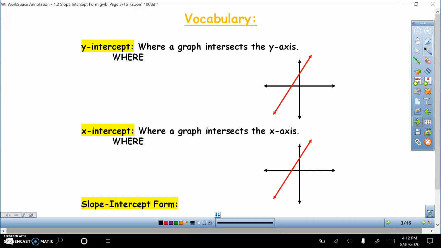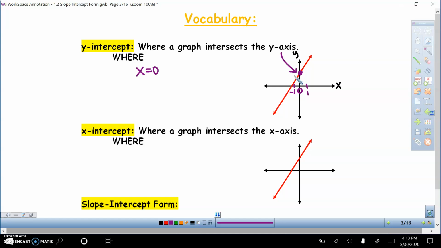The y-intercept is where a graph intersects the y-axis. So remember, this is our x, this is our y. So this would be my y-intercept. Now, it's also important to know that the y-intercept is where x is always 0. Right? So if we think about our number line on our x-axis, this would be 1, this would be -1. So x is always 0 along the y-axis.